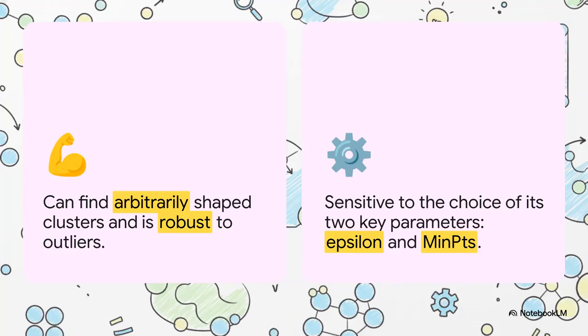It's really sensitive to its two main settings. You have to tell it how close points need to be considered neighbors, that's a parameter called epsilon, and how many neighbors a point needs to have to start a crowd, that's min PTS. If you can get those two settings right, it works like an absolute charm.